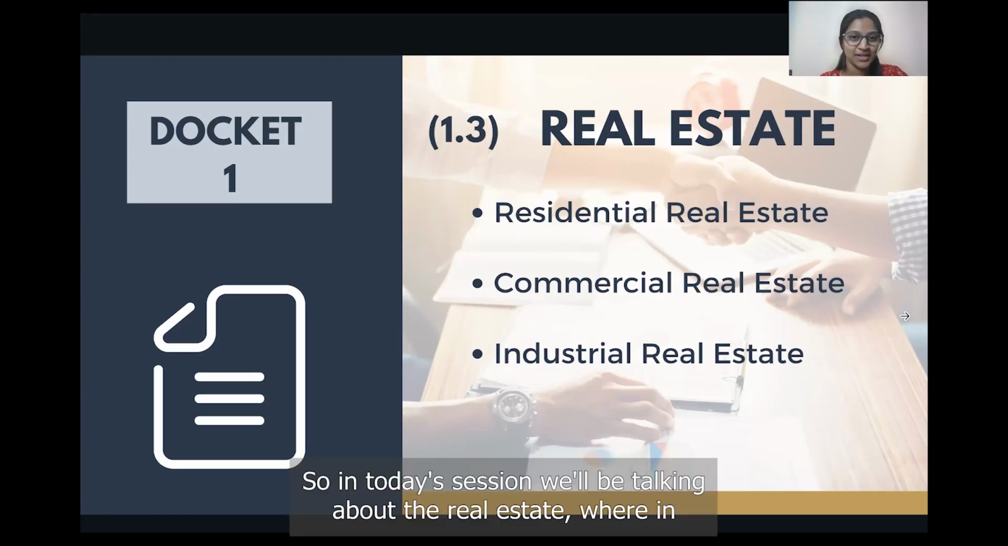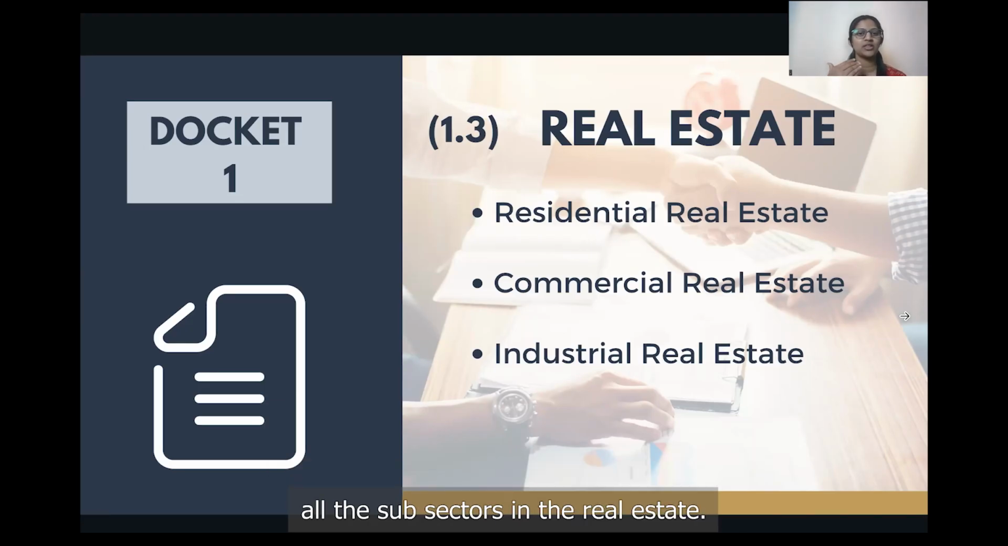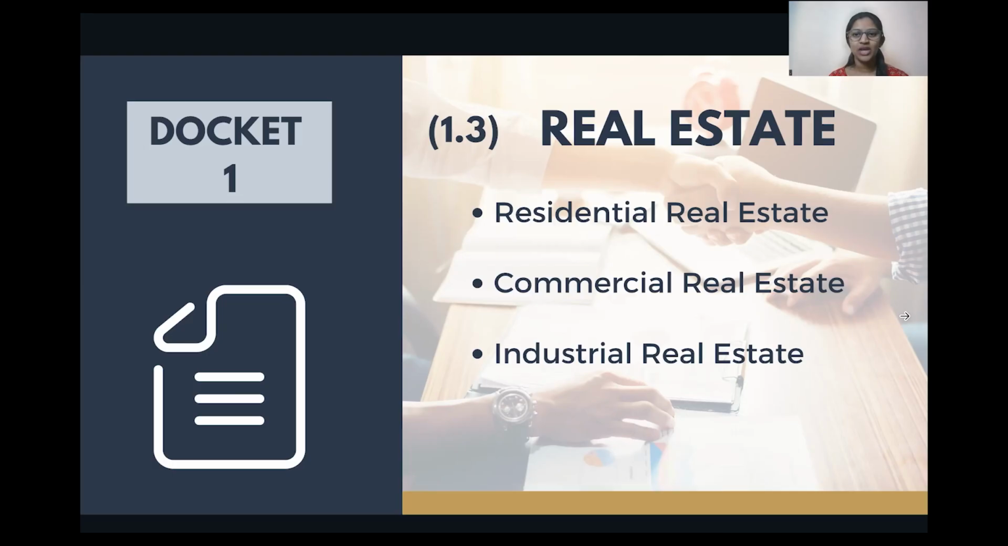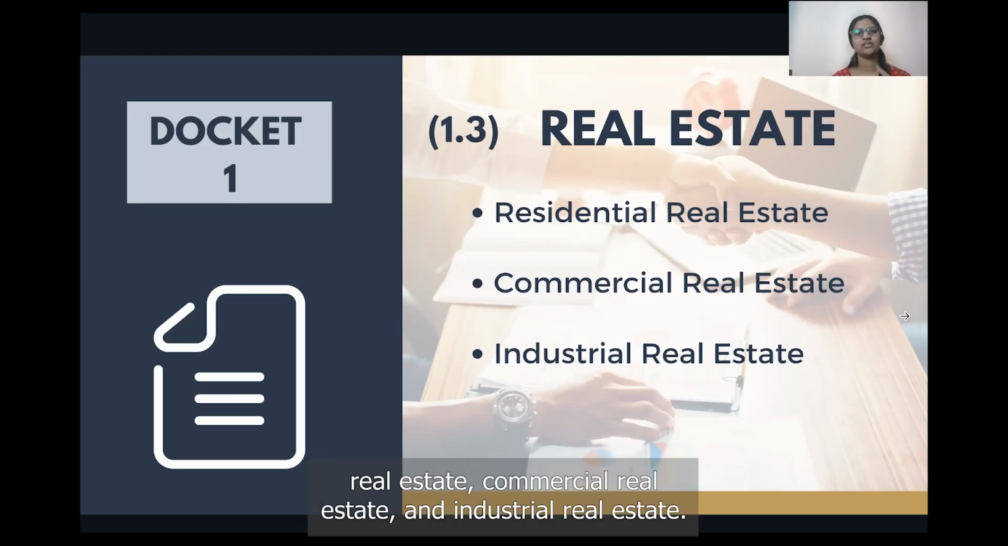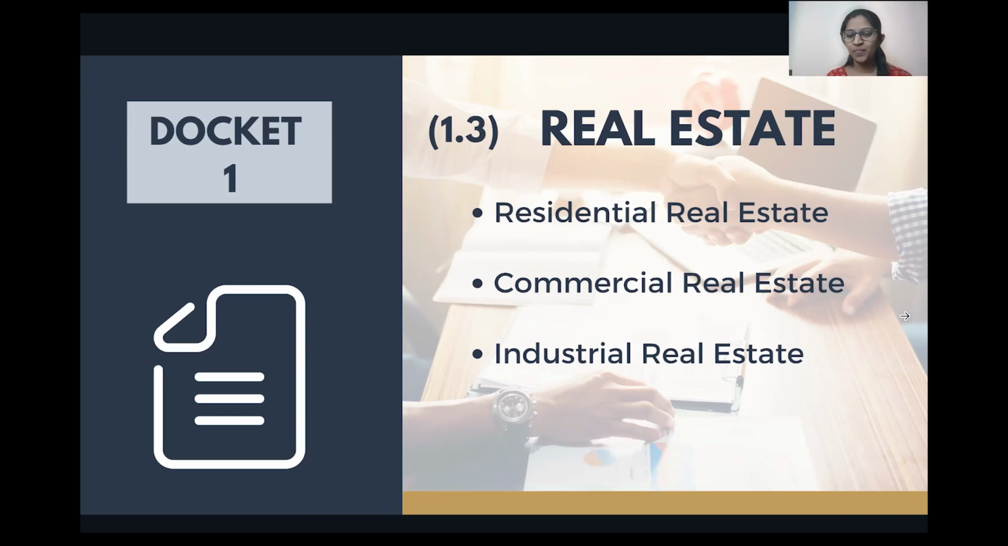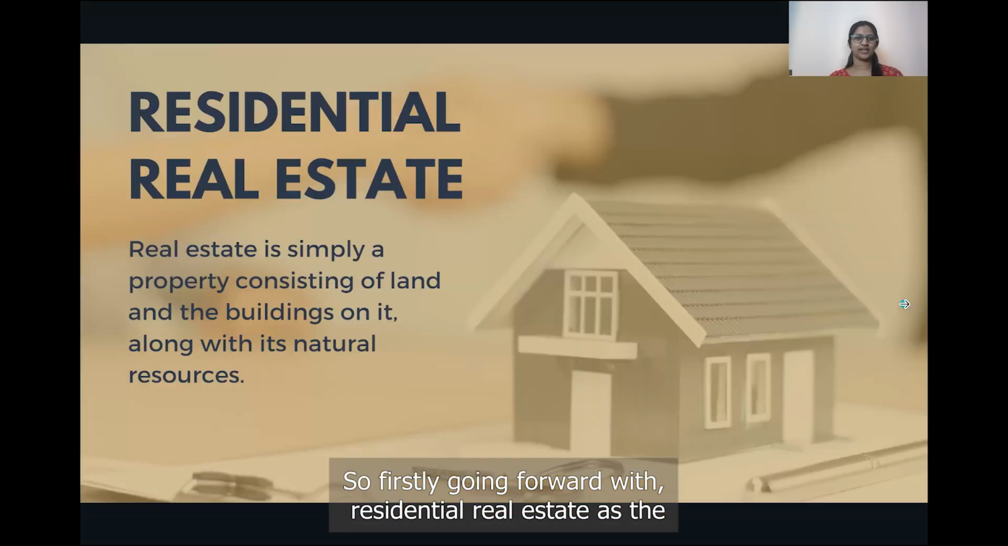So in today's session, we will be talking about real estate, where in detail we will be talking about the major challenges that have been faced by all the subsectors in real estate. We'll be covering residential real estate, commercial real estate, and industrial real estate. Okay, so firstly, going forward with residential real estate.